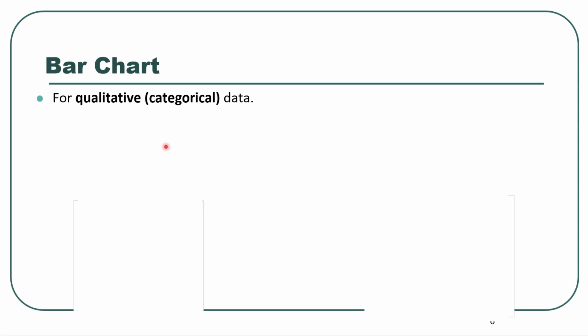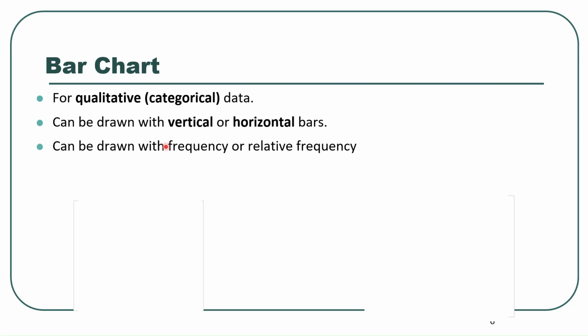The height of each bar is exactly equal to the frequency, or you could also use the relative frequency, which is the frequency of each class over the total number of items in your sample. And these bars could be drawn either horizontally or vertically.